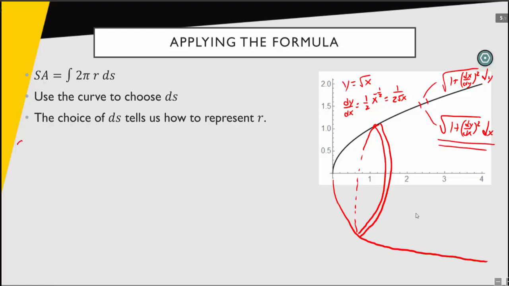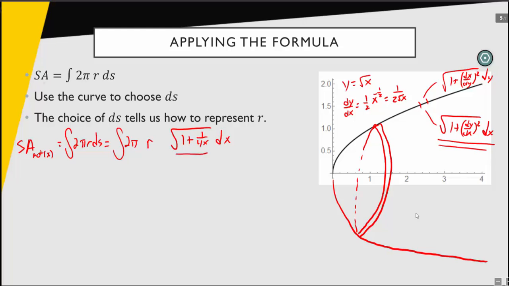So here I am calculating my surface area of this curve rotated about the x-axis. That's the notation I'm going to use for that. And it's going to be the integral of 2 pi r ds. And now I have used the curve to make my decision that I want to use the square root of 1 plus, well, we said the derivative is 1 over 2 root x, so if I square that, I'll get 1 over 4x, dx. And so now I just have to figure out what I want r to be.